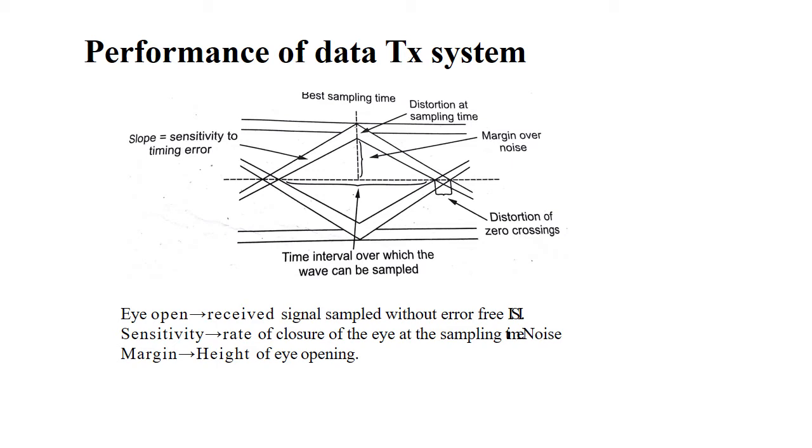The next one is the height of the I opening at the specified sampling time, called the margin over the noise. As the intersymbol interference increases, the I opening reduces. If there are M levels, then the I pattern will contain M-1 I openings, stacked vertically one upon the other.